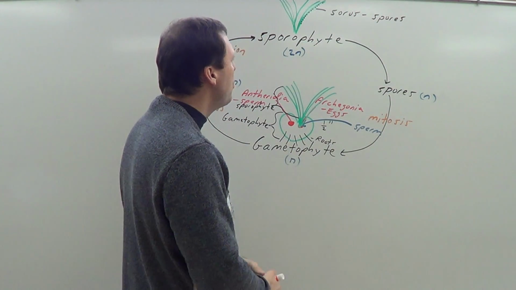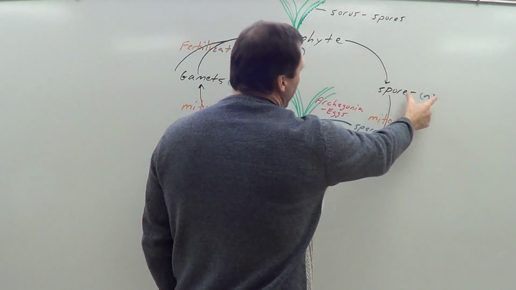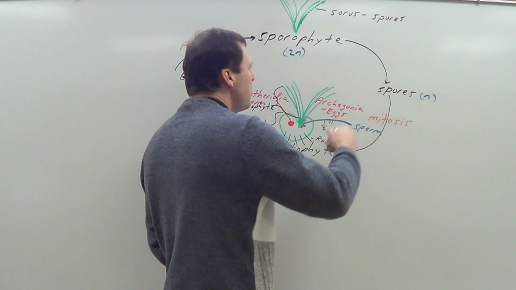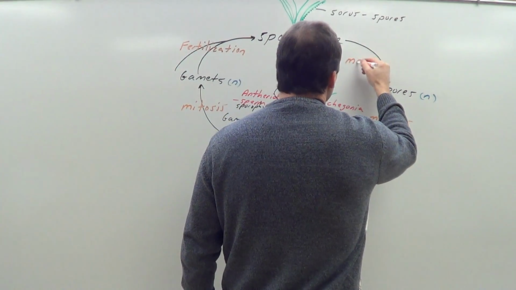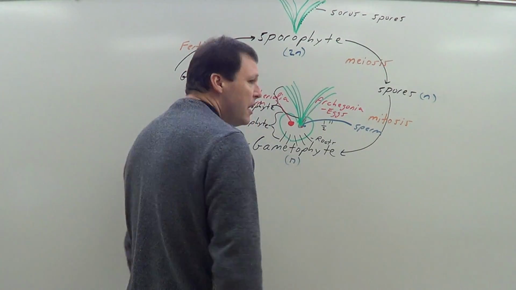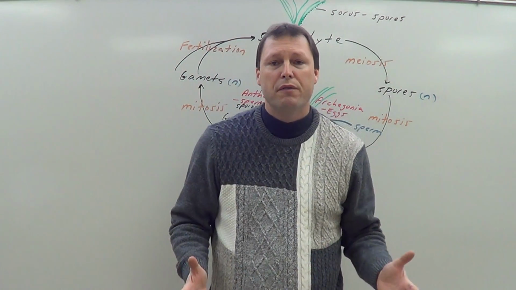How does it produce spores? How do we get from 2N to N? How do we reduce the number of chromosomes in half? That is going to be through the process of meiosis. And that's going to be it for the fern life cycle.